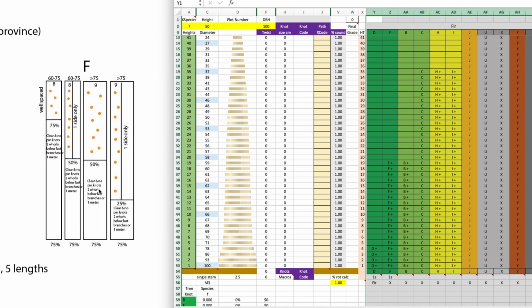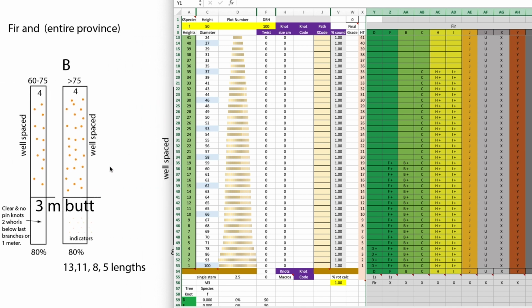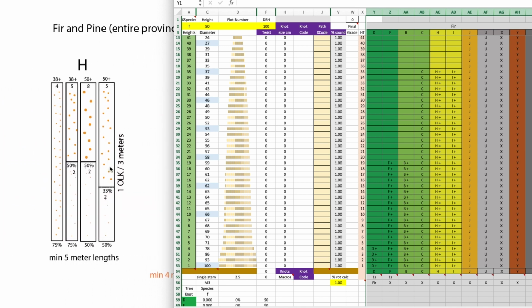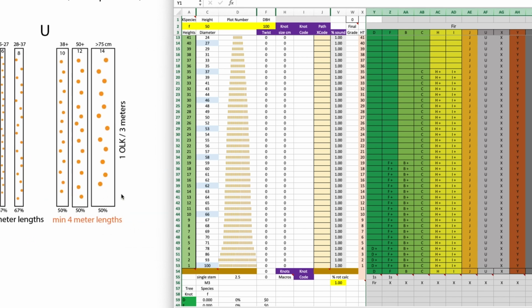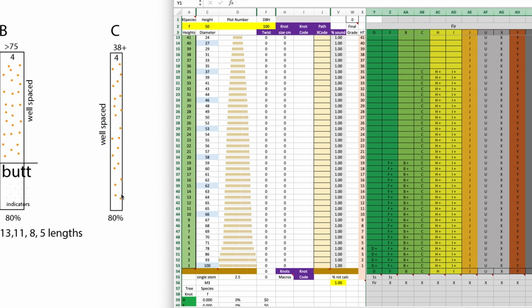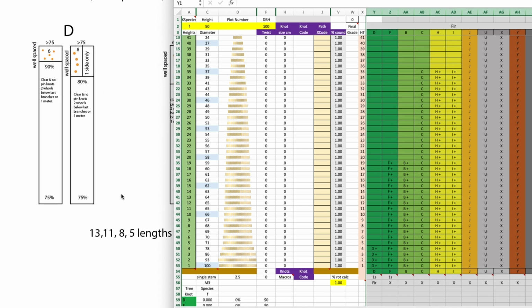F's very complicated when you've got knots on one side, different sizes. Then you've got 25% clear on the bottom, 50% clear, and 75% clear on the bottom, depending on the size of the tree, etc., etc. B, of course, is the peelers. That's complicated. H is complicated. I's less complicated. You get down here to the U's and stuff, it's less complicated, but it doesn't really matter one bit because the computer figures all this stuff out.